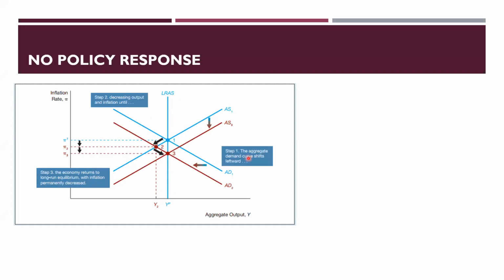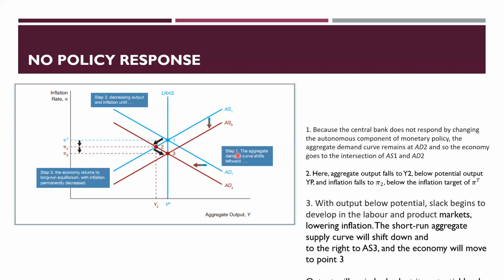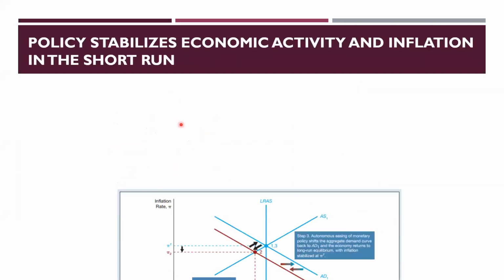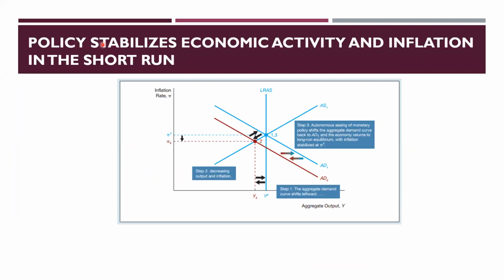This is in contrast with what the Keynesians would say. Let's see if there is a policy response. So this is the summary of what we have just said here. This is just the summary of what we have already discussed. And now, policy stabilizes economic activity and inflation in the short run. So if there is a policy that stabilizes economic activity and inflation, what would happen?